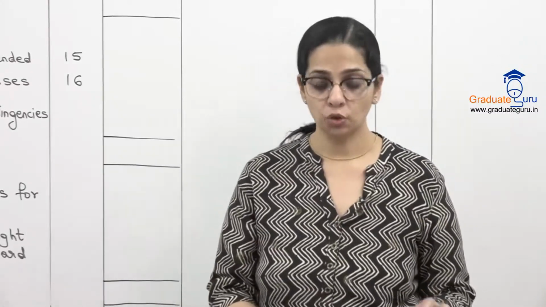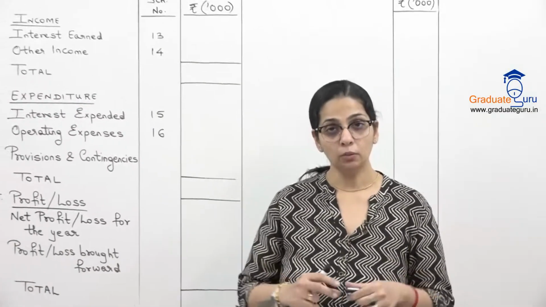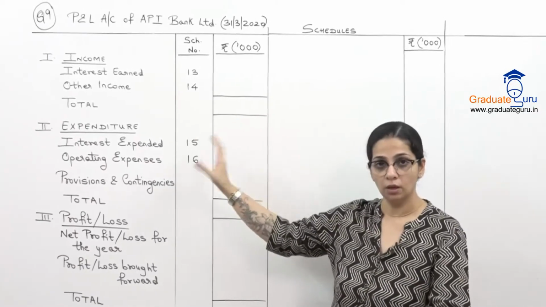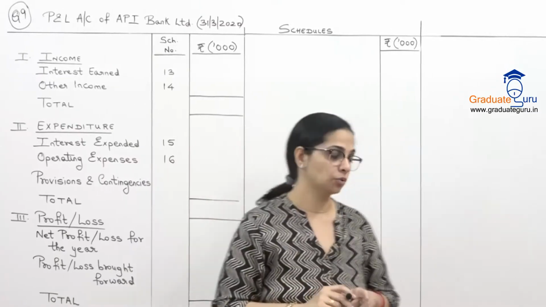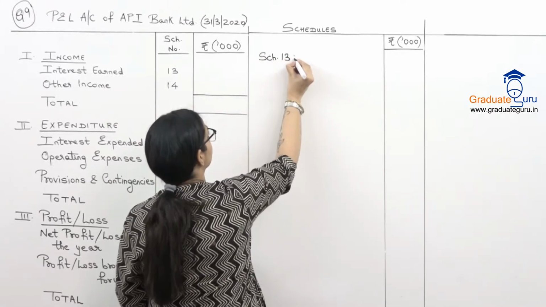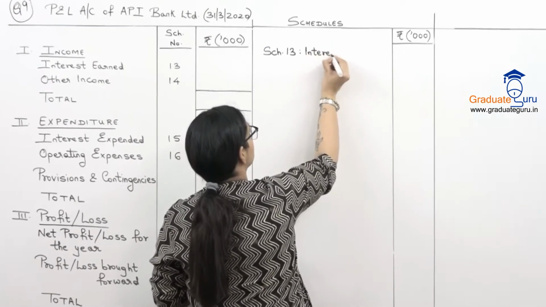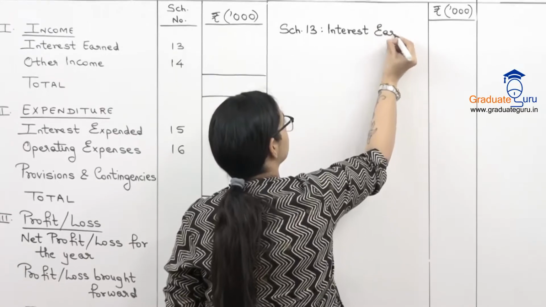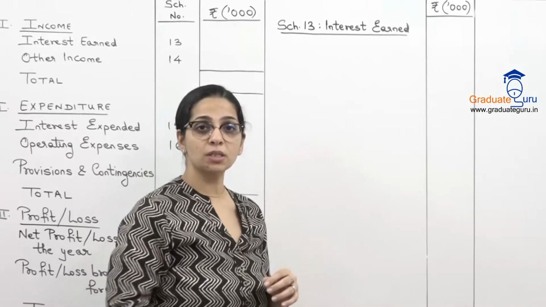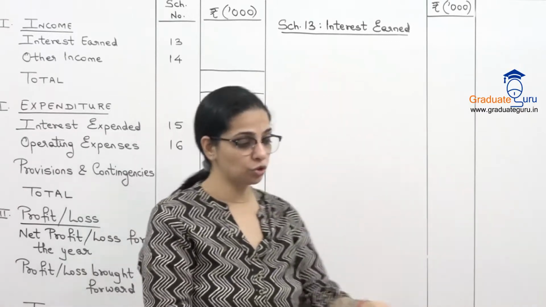So here we are supposed to prepare our profit and loss account from this information. So one by one we'll be making the schedule and after making the schedule we'll post the total amount to our respective head in the P&L account. So we start with schedule 13 and that is for our interest earned. So of course this interest also includes your discount. जो bills receivable के discount होते हैं, that is also included in this schedule only. So we'll see how to show our breakup.